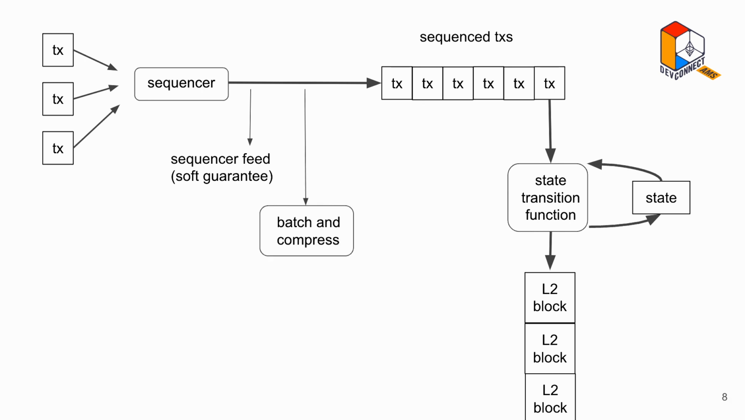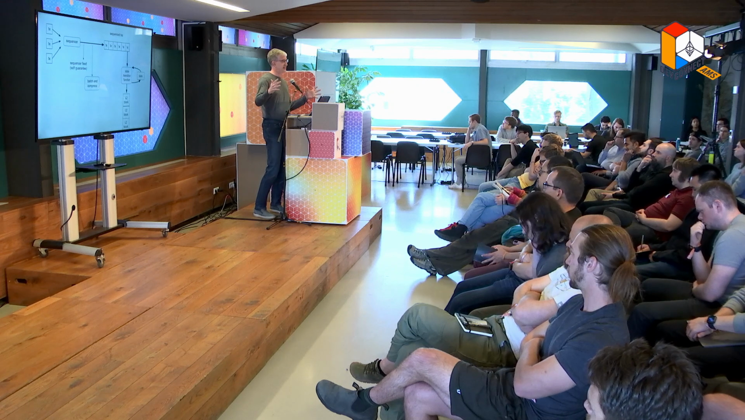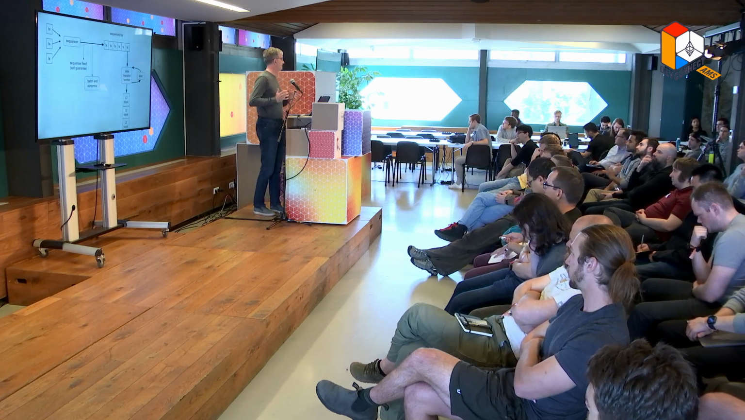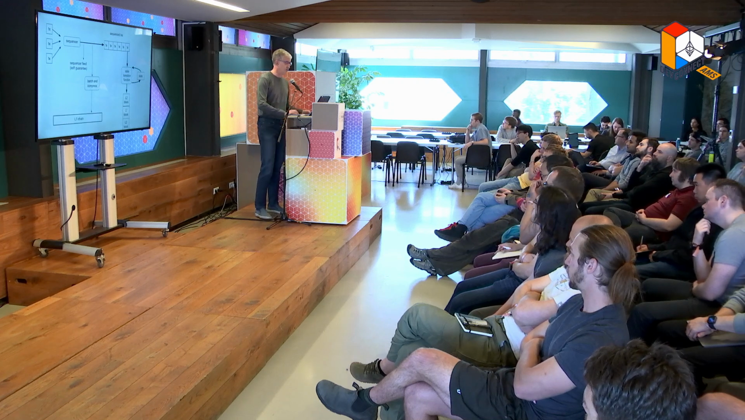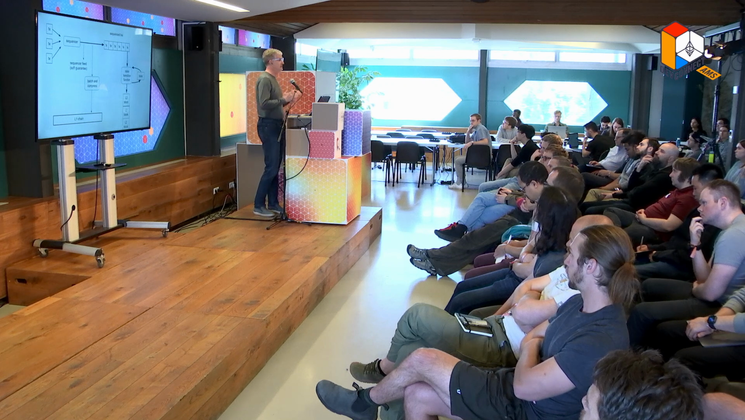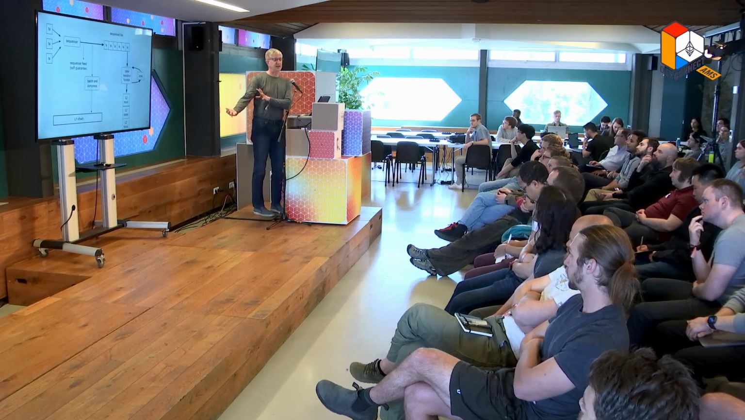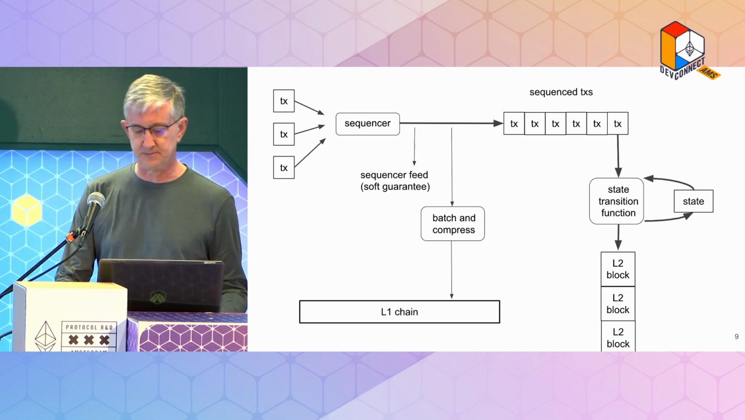Then eventually, typically, a group of those transactions will be batched together and compressed using some kind of general purpose compression algorithm, and then that will be written or somehow settled onto the L1 chain. Today, they'll be written as call data. Eventually, we hope they will be recorded as data blobs.